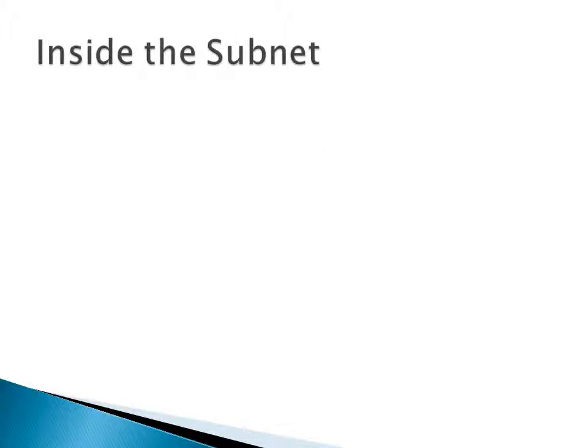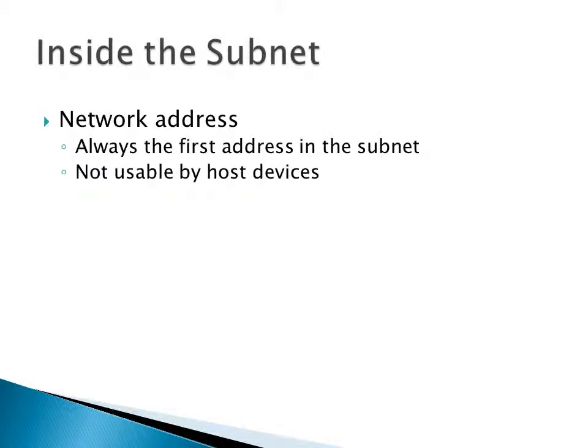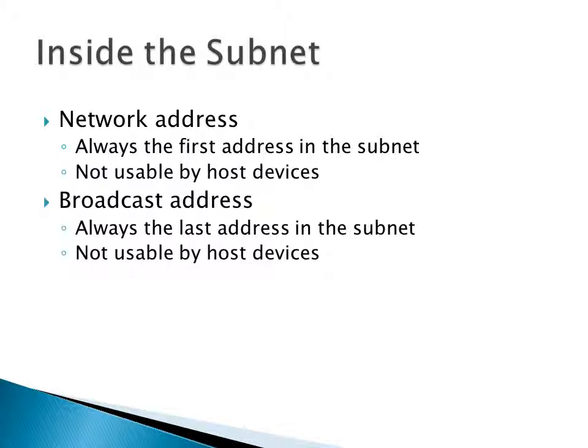Now that we know how the mask is put together, let's examine the reserved addresses in a subnet. The network address is always the first address in a subnet, and it just denotes what network we're working in at the time. The broadcast address is always the last address in a subnet, and it's used to broadcast a packet to all of the hosts in a particular subnet. Neither of these are usable by host devices.